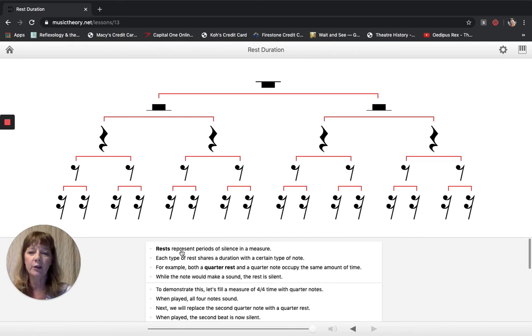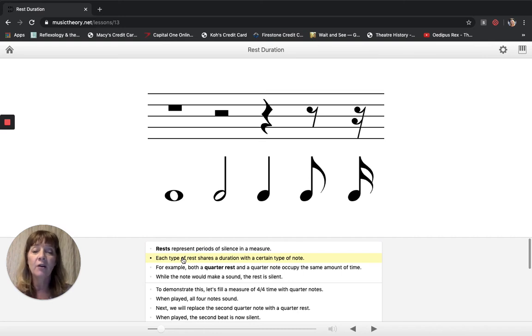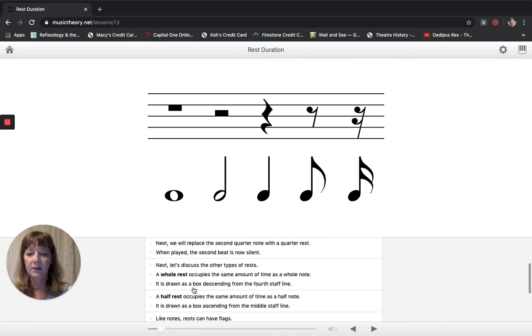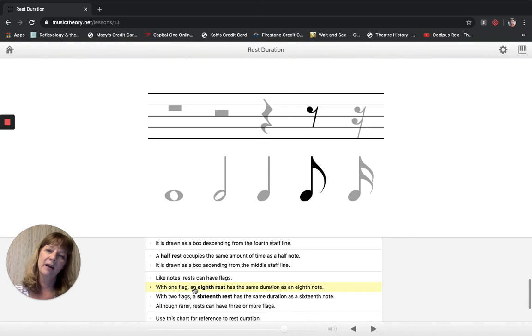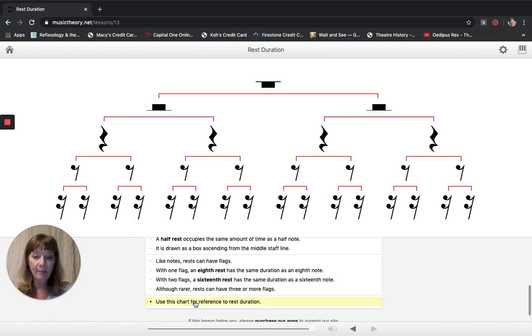Okay, so let's just review really quickly. We have 5 types of rests. Each type of rest shares the duration of a note with its same name. Whole note, half note, quarter note, eighth note, 16th note, whole rest, half rest, quarter rest, eighth rest, and 16th rest, right? Okay, remember that the whole rest descends down from the fourth line. The half rest ascends up from the middle line. Just like eighth notes and eighth rests, they both have flags. 16th has 2 flags, and so on. And you can use this chart to remember. All right, rest durations are not hard. If you understand the note's value, you'll understand the rest's value.